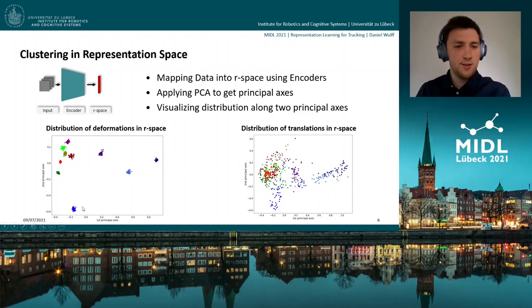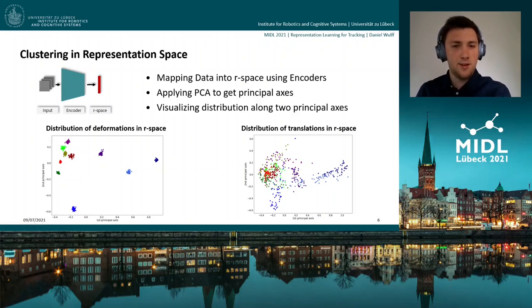On the left-hand side, you can see the two main axes of the representation space of the deformation test set. And on the right-hand side, you can see the test set for the translations. Both representation spaces that were shown here were generated using the conventional autoencoder.